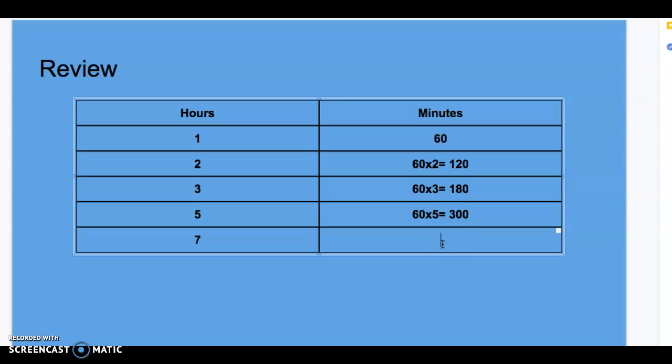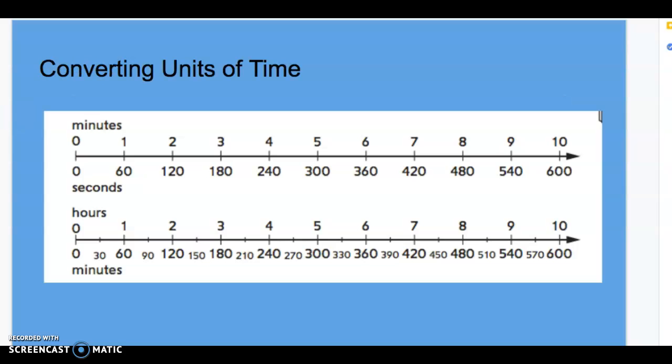Last but not least, to find 7 hours to minutes, I did 60 times 7. I knew that 6 times 7 is 42, so 60 times 7 must be 420. When converting units of time, we can convert minutes to seconds or hours to minutes.